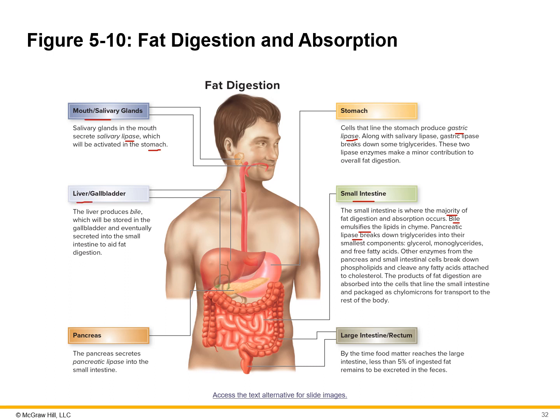And again, the liver, of course, helps because it makes the bile. And then the pancreas helps by creating other lipases that help break those down by enzymes. And then by the time we get to the large intestine and the rectum, again, less than 5% of ingested fat remains, and that just gets excreted in the feces.